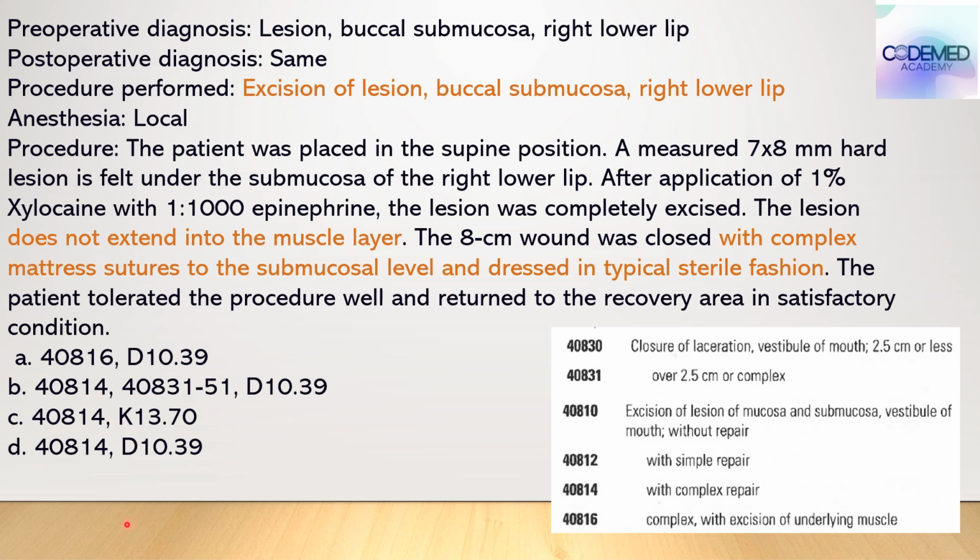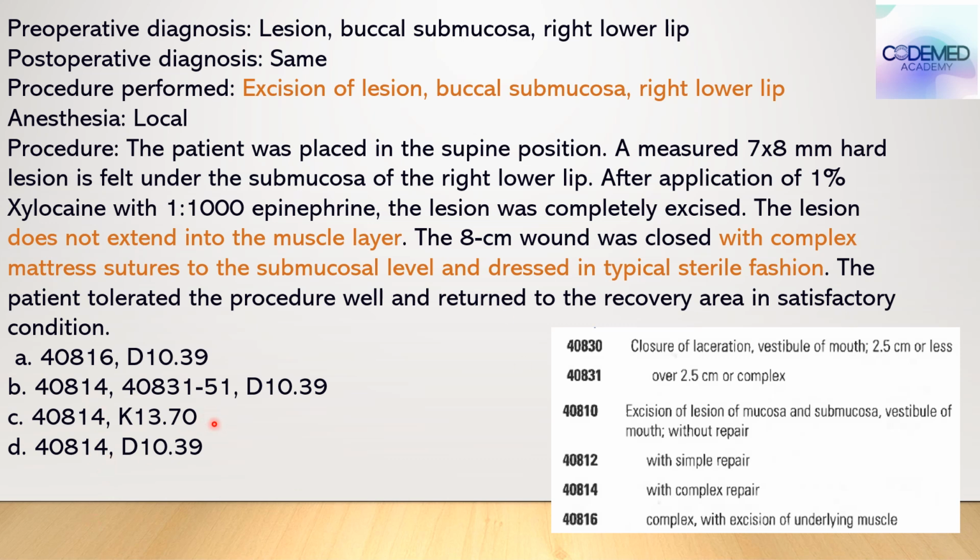So we have these codes, 40816 and 40814. These are the first code. Whenever you have a multiple choice option, try to eliminate column-wise. 40816 is the complex repair with excision of the underlying muscle, but our wound does not extend into the muscle layer, so we will not require 40816. That leaves us with 40814, which talks about the complex repair. This applies because we get the information of complex mattress sutures. So we will require this as the first code.